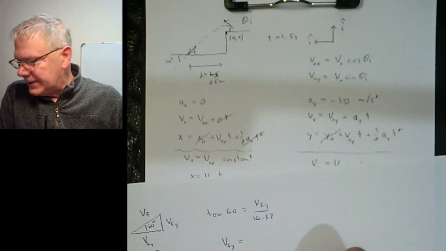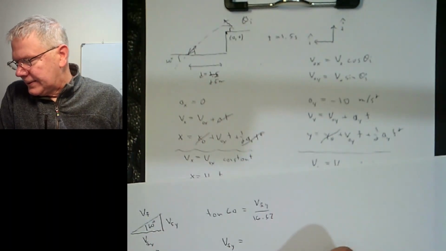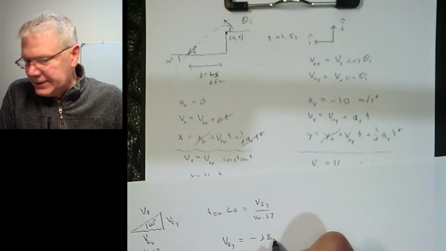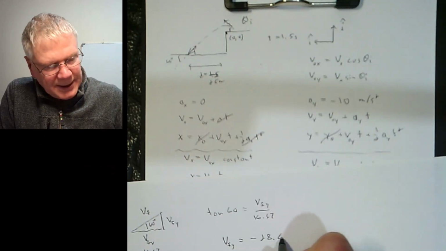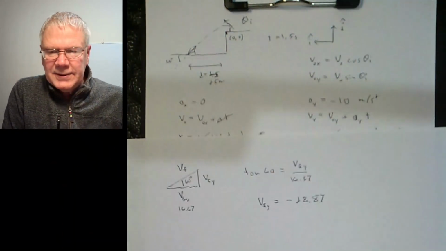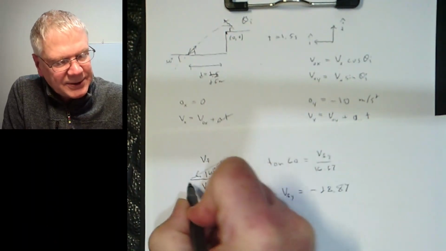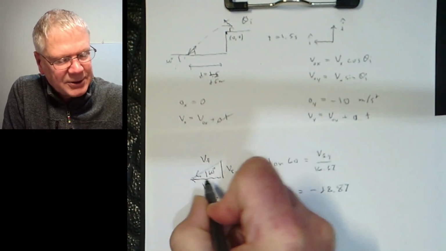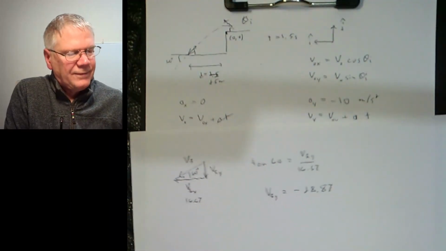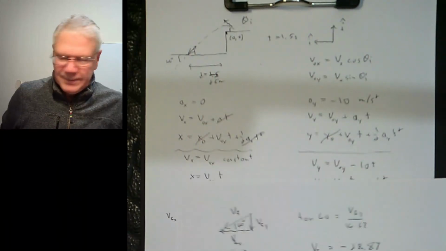So that gives me that my final y velocity is, let's see, minus 28.87. And that's minus because this final velocity is hitting the ground this way, which means the x is to the left, which is positive, and the vy is downward, which is negative. So that gives me my final velocity here.